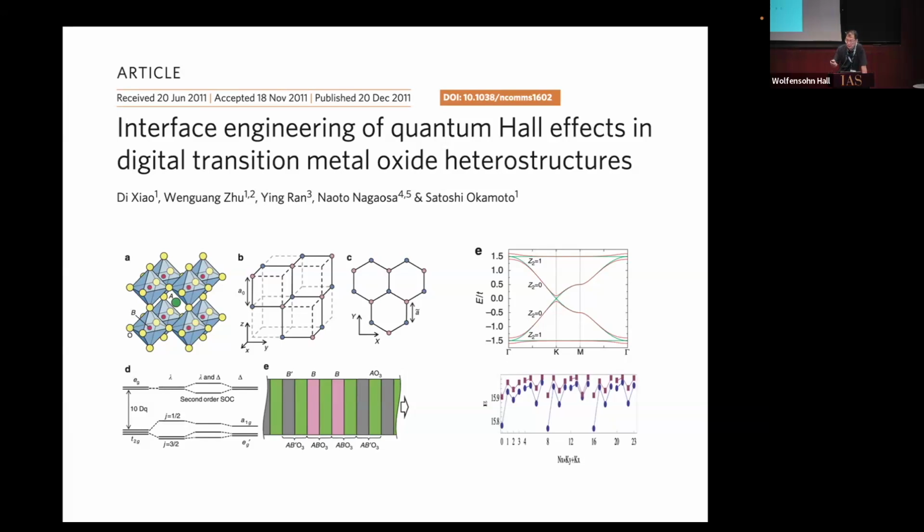Okay, and very simply, if you just assume you have d orbitals hopping on this very simple cubic structure, but it's a 1-1-1 bilayer, you will see the band structure indeed gives you topologically non-trivial bands.